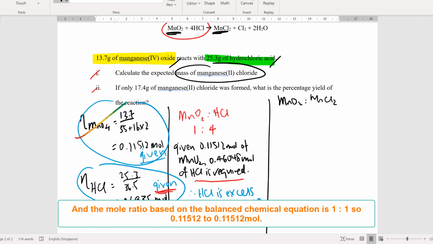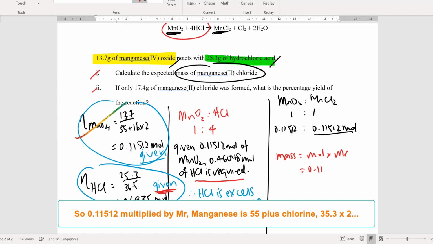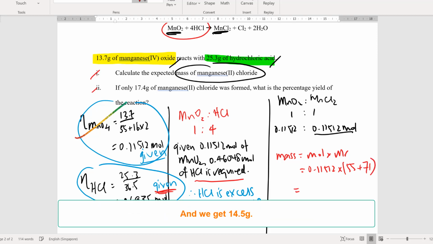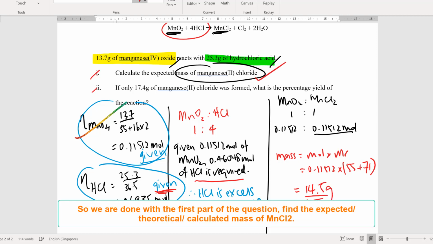So we have 1:1, and 0.11512 is to 0.11512 mole. Sorry, there's a 1 there. Finally, to find the unknown, mass equals mole times Mr. So 0.11512 multiplied by Mr: manganese is 55, chlorine is 35.5 times 2, so that's 71. And we get something like 14.5 grams. That gives us the first part of the question: the expected mass, or theoretical mass, or calculated mass of manganese chloride.